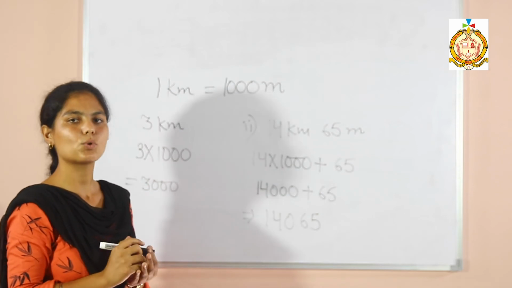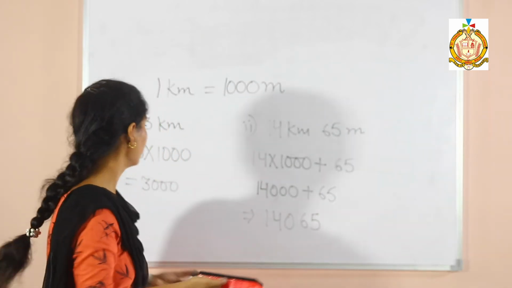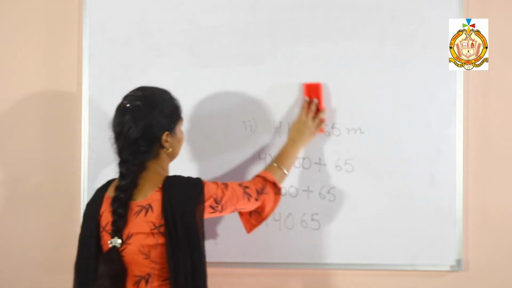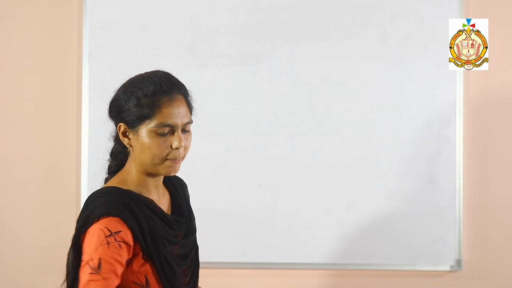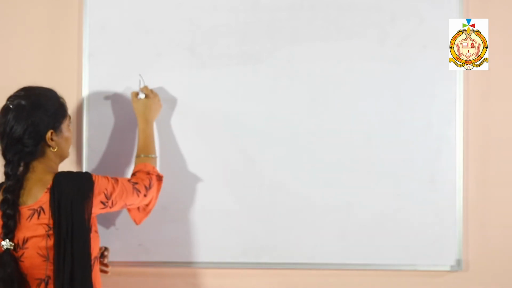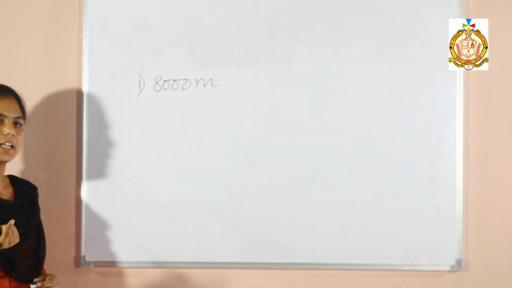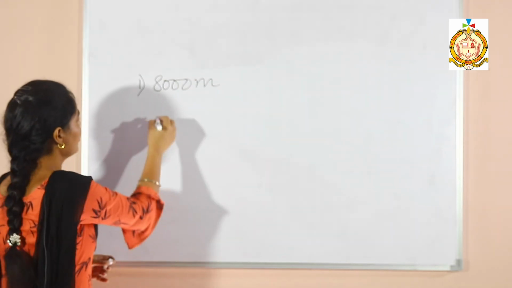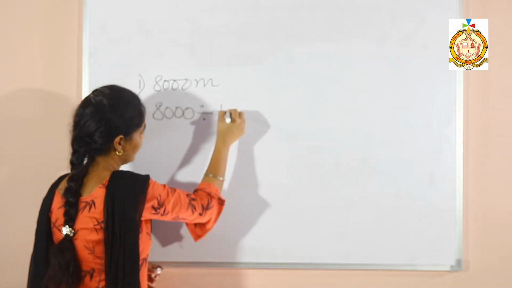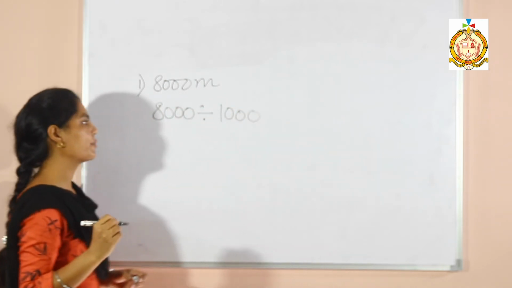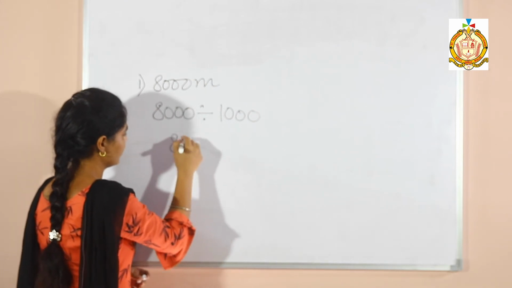Now the next topic is to convert meters into kilometers. First example is 8,000 meter. To convert the smaller unit into the bigger unit, we have to divide it by 1000. Because 1 kilometer equals 1000 meter, we have to divide it by 1000. It becomes 8 kilometer.